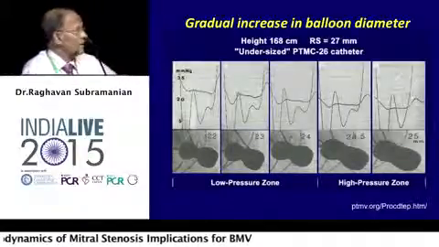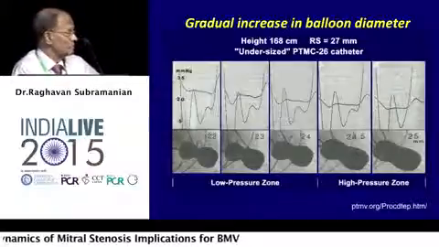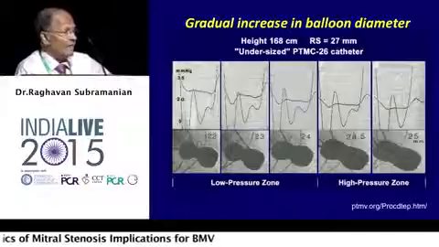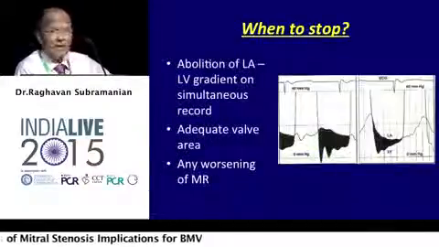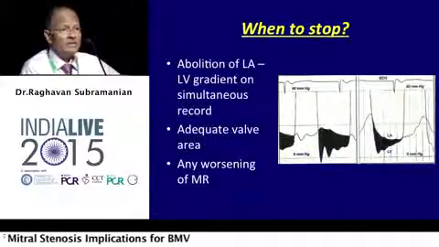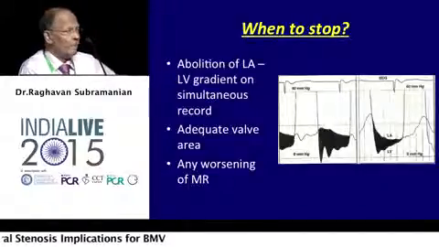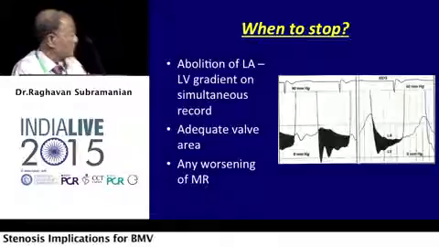You stop when the gradient is abolished or nearly abolished as shown here, when you have an adequate valve area in mitral 2D echo, or if there is any worsening of MR. So hemodynamics and echo assessment of MR both have an important role.